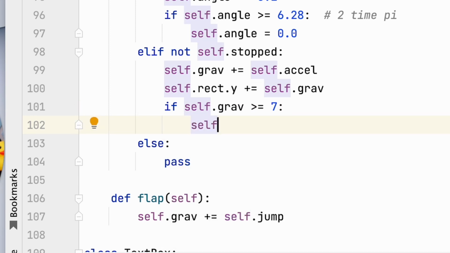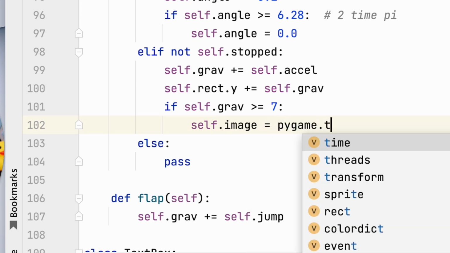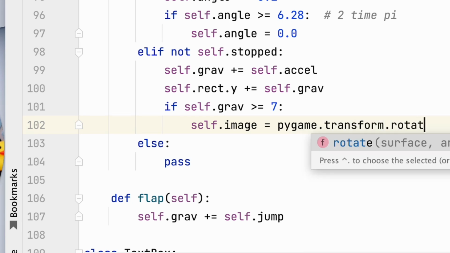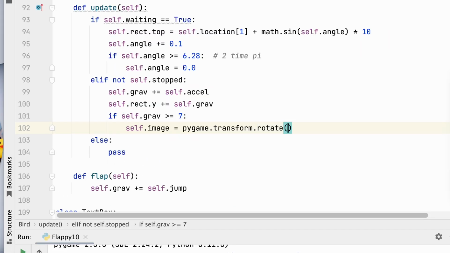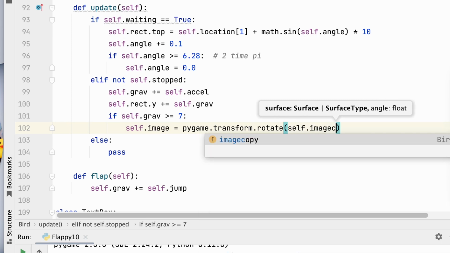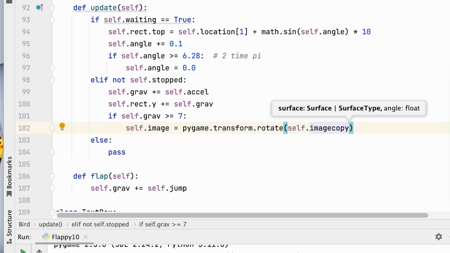We're going to say self.image equals pygame.transform.rotate. This is a pygame command. We are rotating the bird, rotating the image copy, and we are going to rotate that by minus 90. So that bird is going to be taking a nosedive if the gravity is greater than 7.